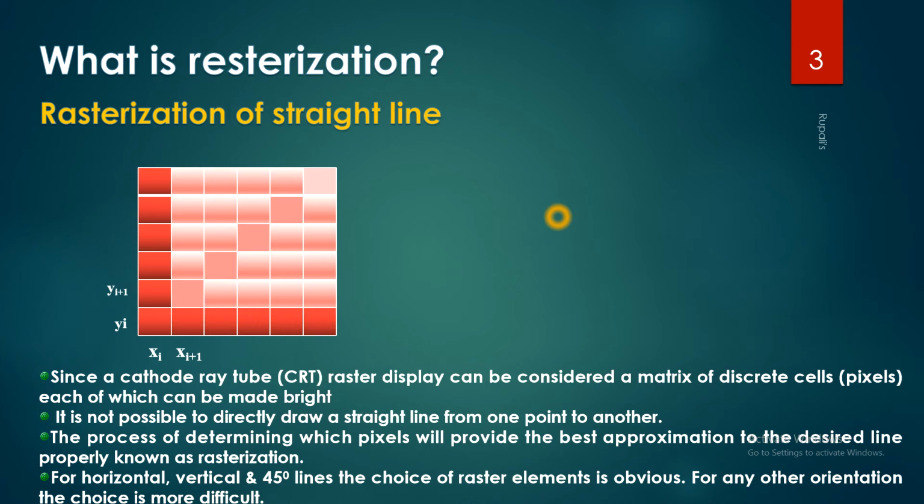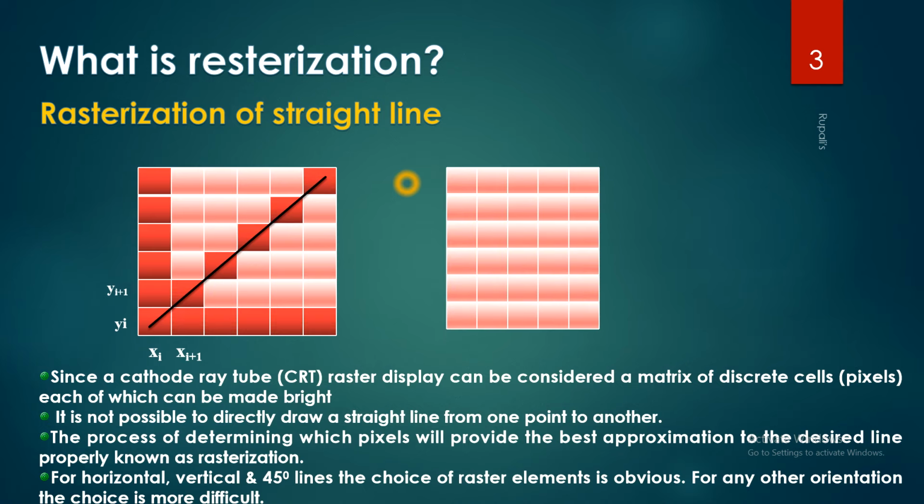Since a cathode ray tube (CRT) raster display can be considered a matrix of discrete cells, pixels, each of which can be made bright, it is not possible to directly draw a straight line from one point to another. The process of determining which pixel will provide the best approximation to the desired line is properly known as rasterization.